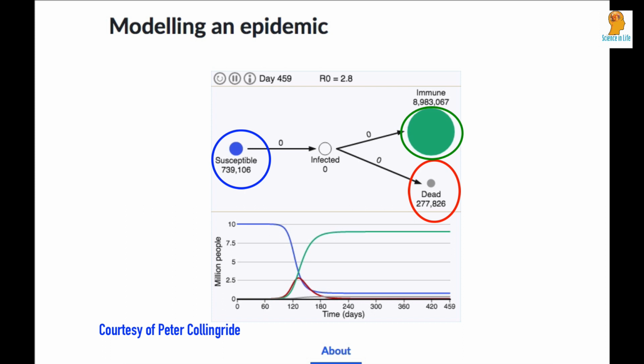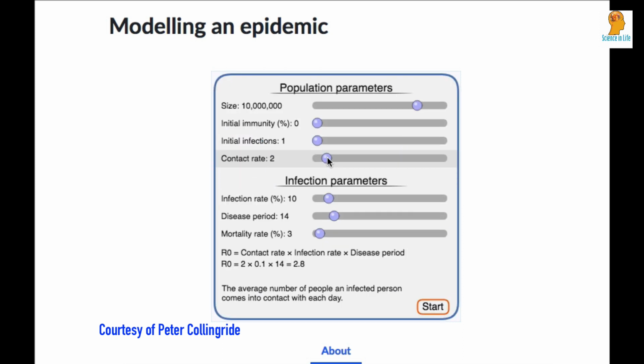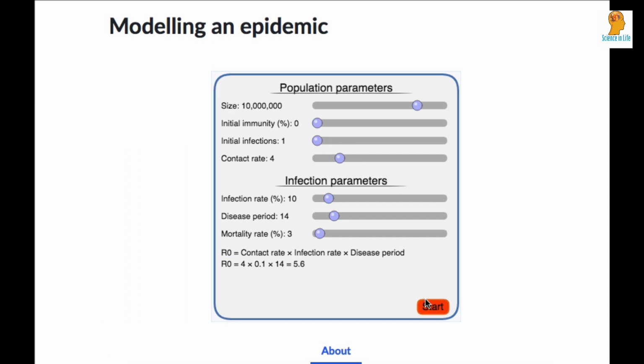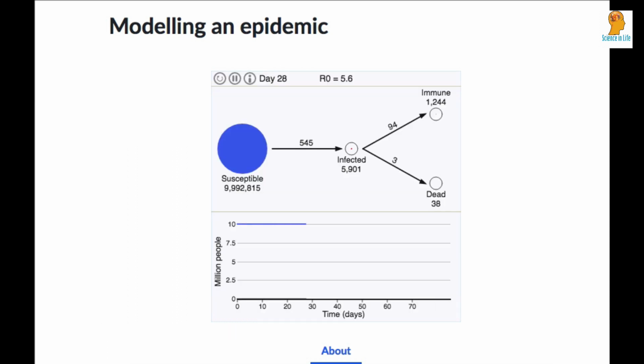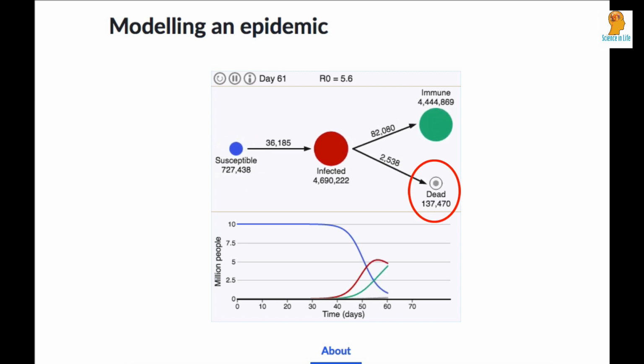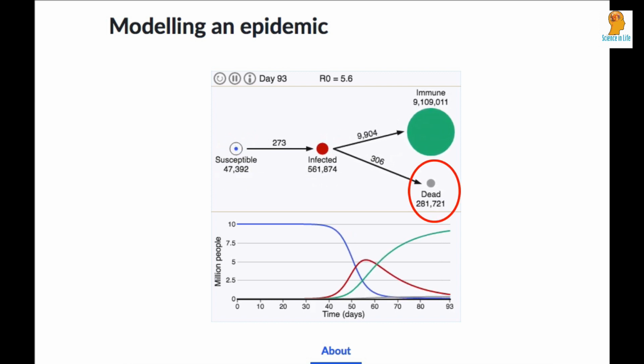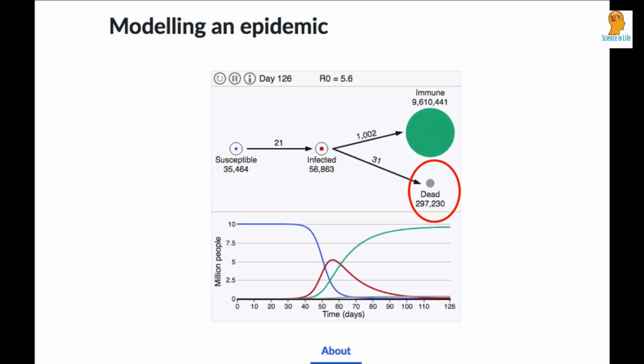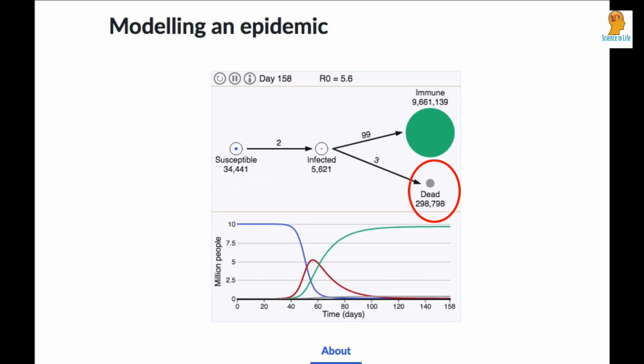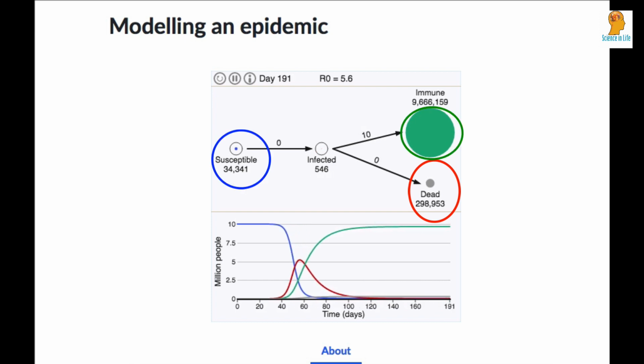In the second scenario, let's change the contact rate to 4, before, and all other parameters unchanged. Now the R0 is 5.6, instead of 2.8 as with the previous case. After running the simulation, we see the number of deaths did increase by 20,000 to a total of 298,000. When the contact rate was doubled, more people got infected, and more survived too.